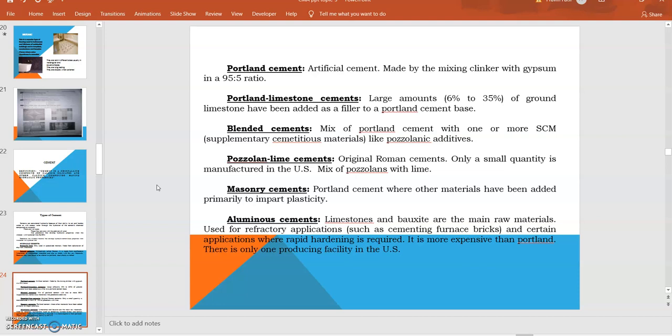Then masonry cement, that is Portland cement where other materials have been added, with sand along with the cement. Then aluminous cements, that is a combination of limestone with bauxite as the main raw materials, with limestone having a great percentage of alumina, and bauxite mixed to get plasticity, and that's why it is called aluminous cement.